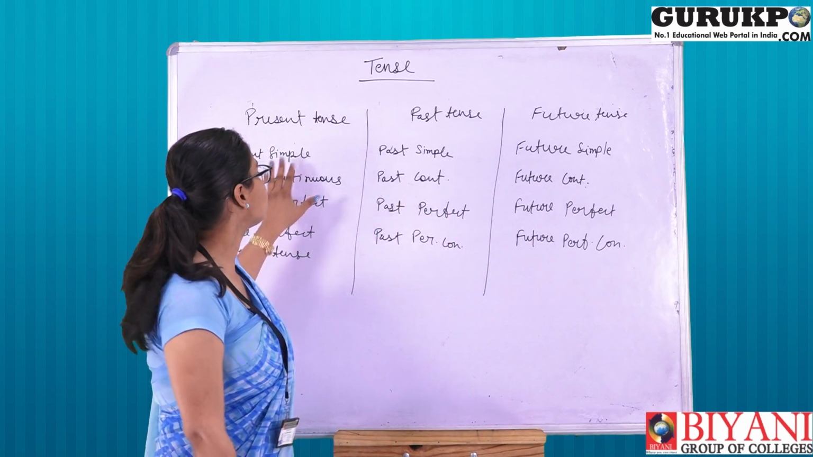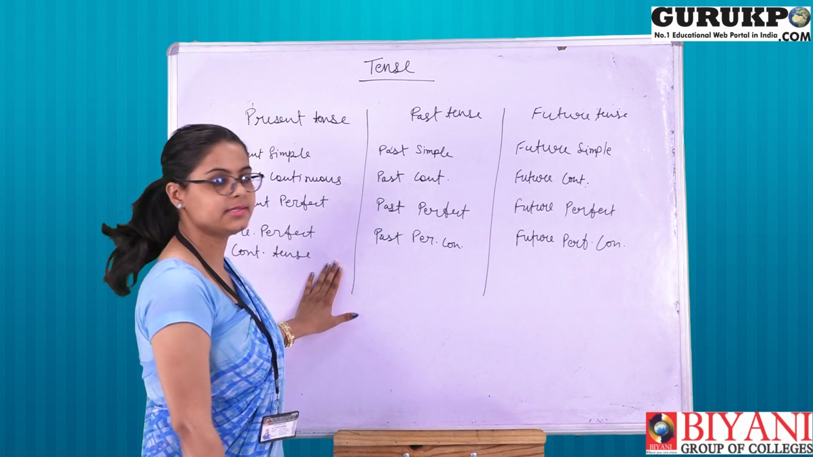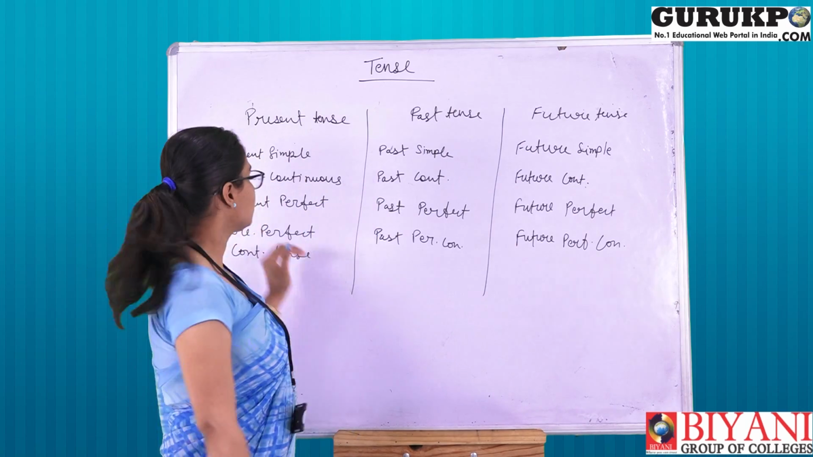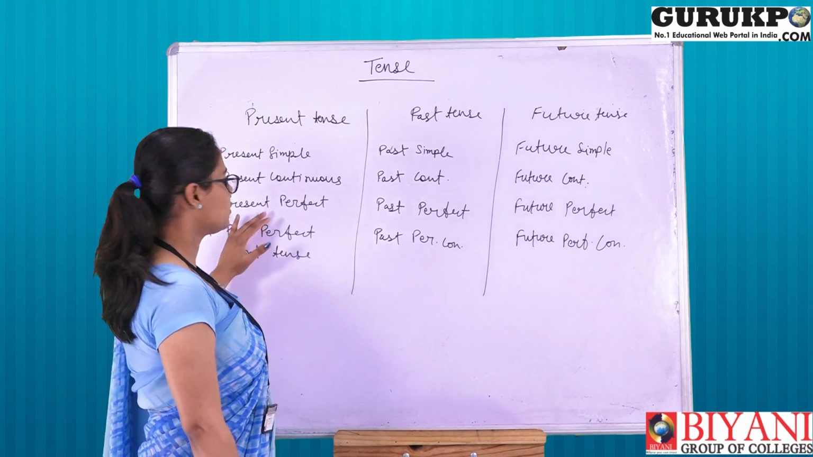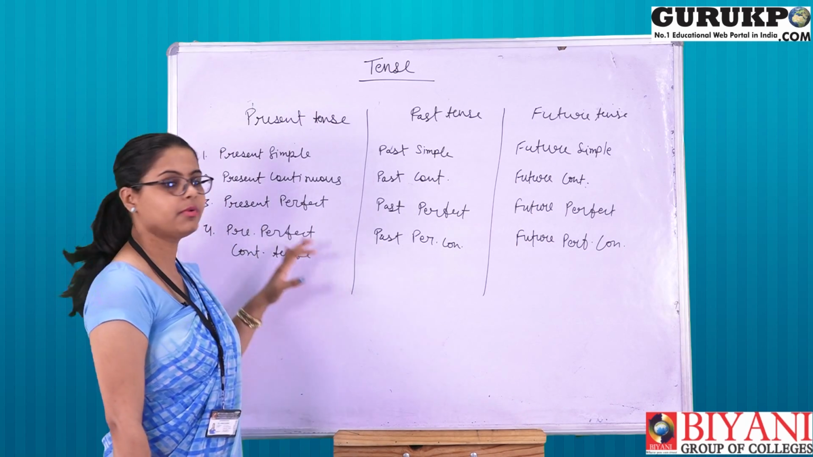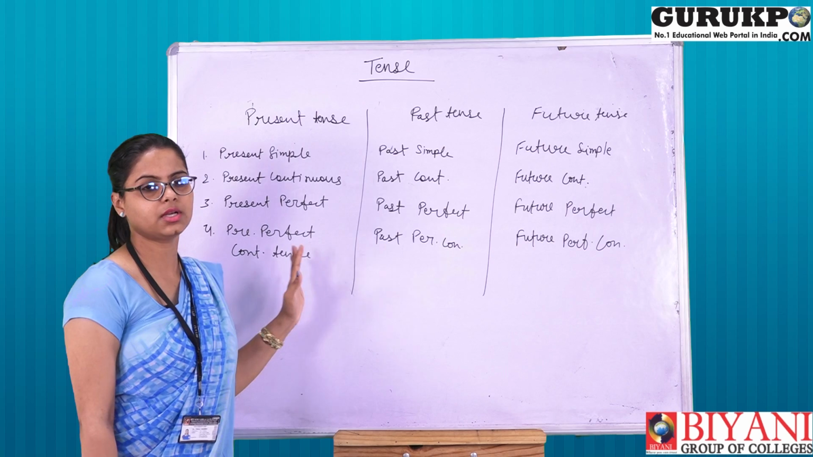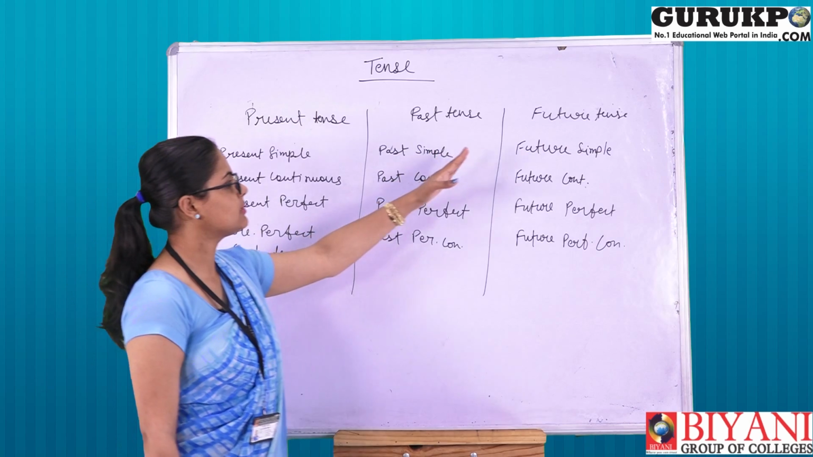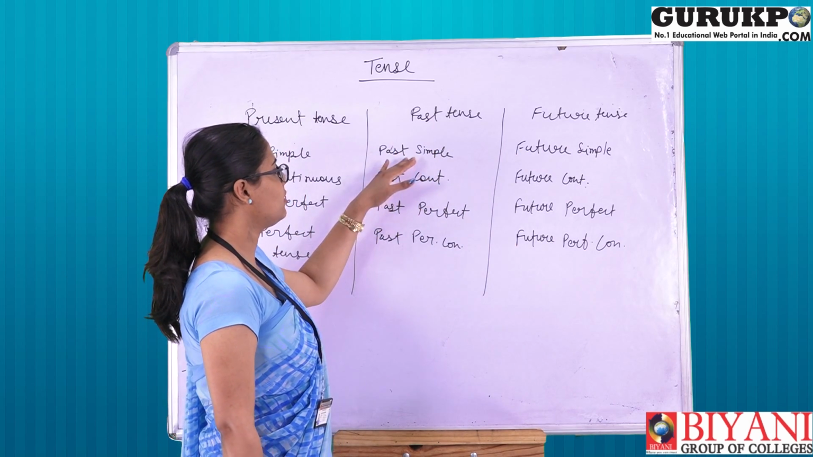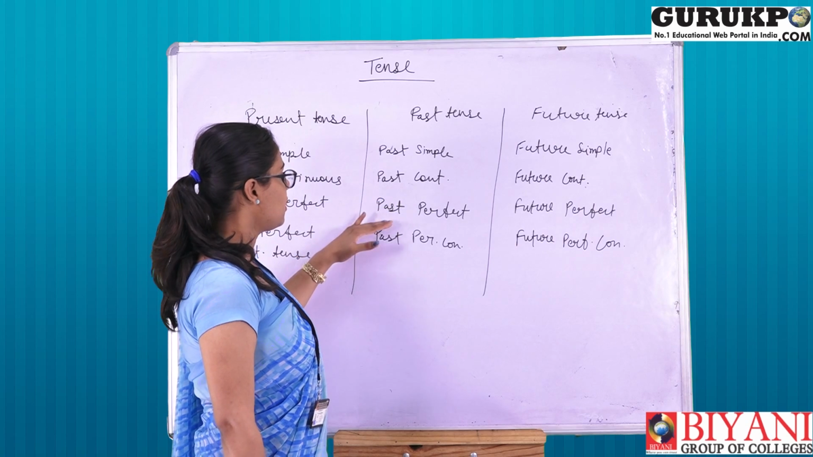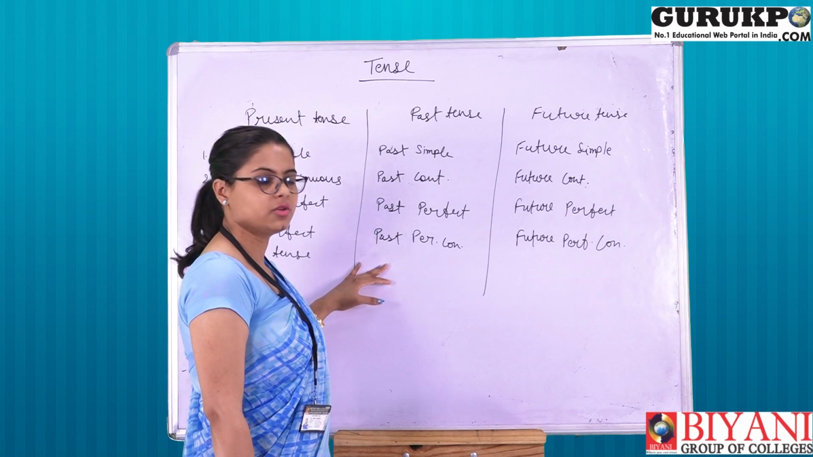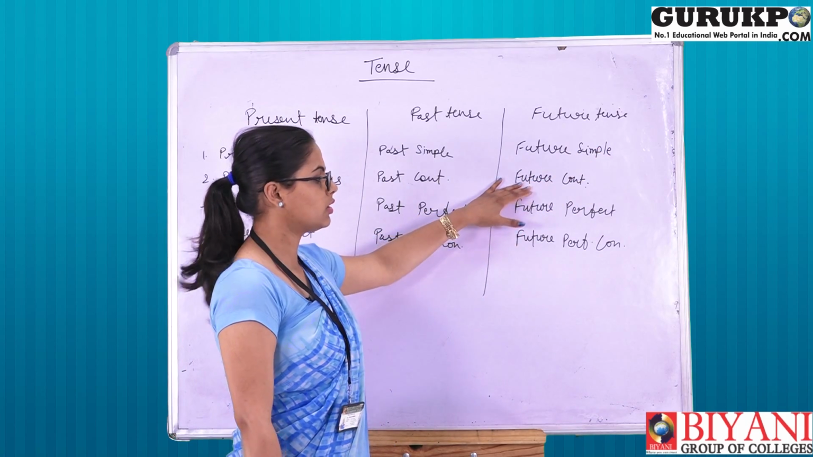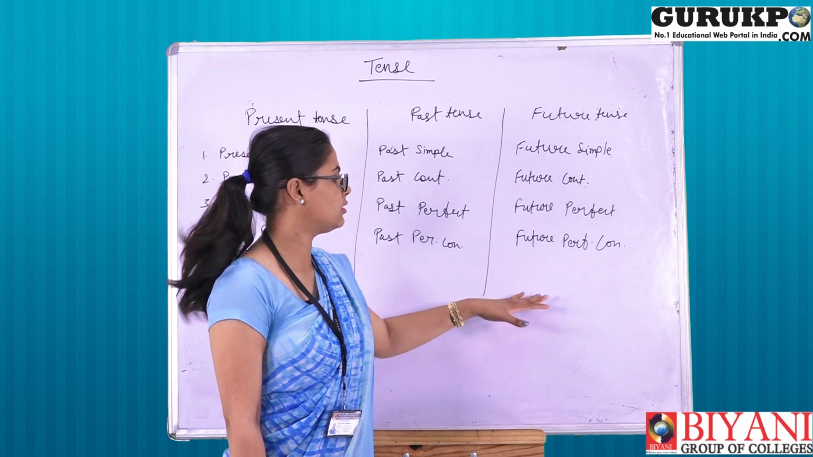Now students, present, past and future tenses also have their own kinds. In present tense we have 4 kinds of tenses. The first is present simple tense, also called present indefinite. Next is present continuous, then present perfect, and the fourth is present perfect continuous. In the same way, we have these in past tense and future tense. In past tense, we have past simple, past continuous, past perfect and past perfect continuous. In future tense, we have future simple or future indefinite, future continuous, future perfect and future perfect continuous tense.